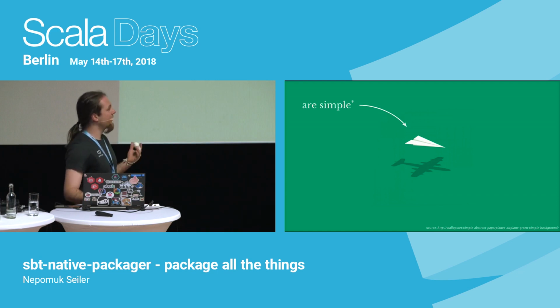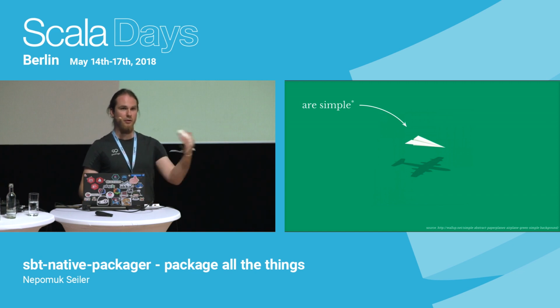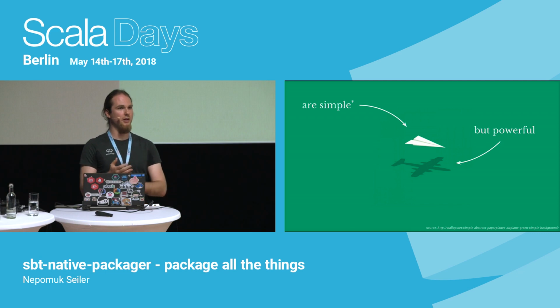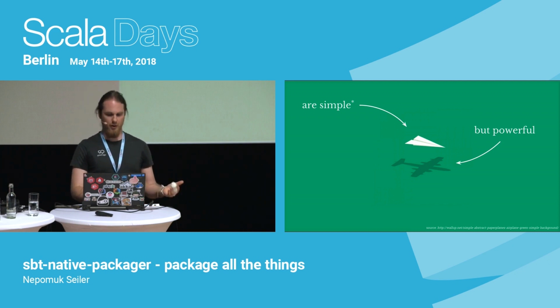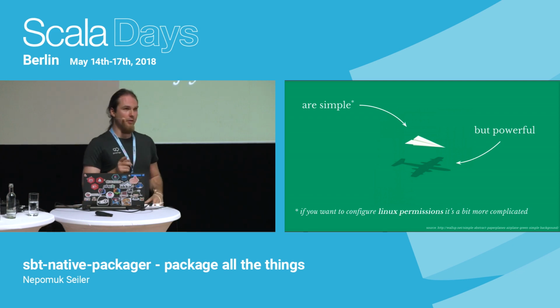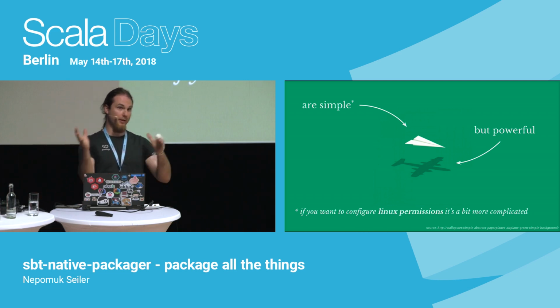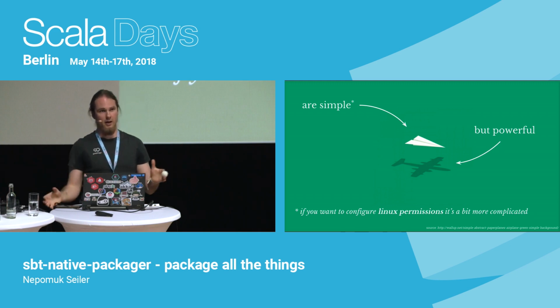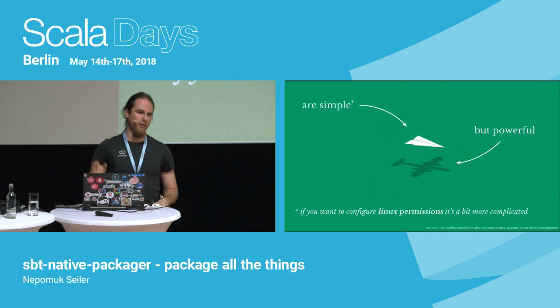So the mappings are very simple. It's a simple sequence of tuples where you have your source file to your destination path, but yet very powerful because you can do whatever you want with it. It's so simple that there are no limits for you. There's a small disclaimer. If you want to configure Linux permissions, it's a bit more complicated. For Linux systems, we have Linux package mappings, which wrap the existing mappings and add the metadata, like which user and which permissions the user has on this file.